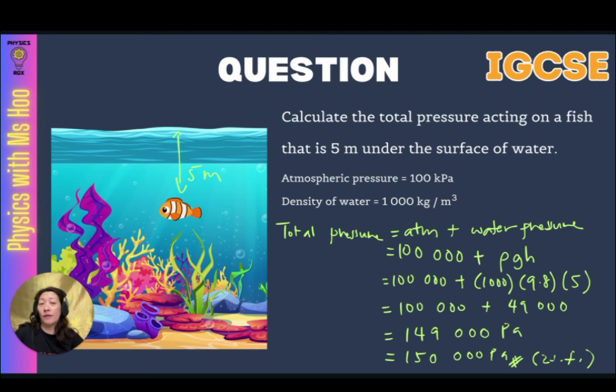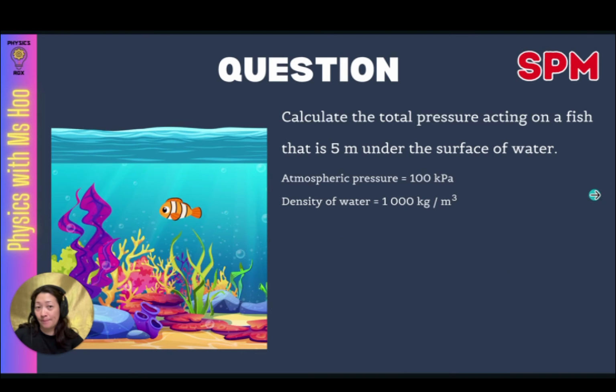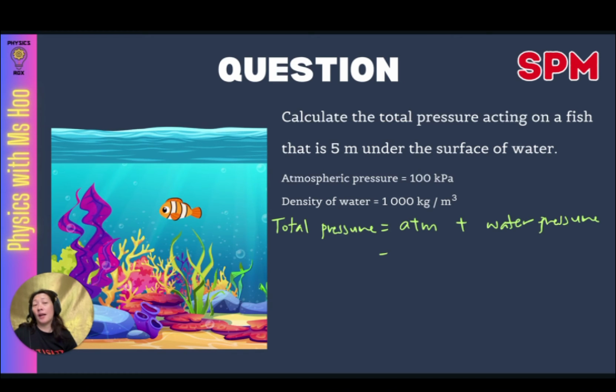Now let's look at how to solve this question, but for SPM. Solving this for SPM is actually exactly the same. The only difference is that the value of g is 9.81. I'm still going to start this from the beginning so that those of you who are taking SPM can follow the working. So total pressure is the sum of the atmospheric pressure, I'm going to write ATM here for short, plus the water pressure. 100 kilopascals is actually 100,000 pascals, so I'm going to write that out in pascals. The formula for water pressure is rho g h. We need to calculate this out.